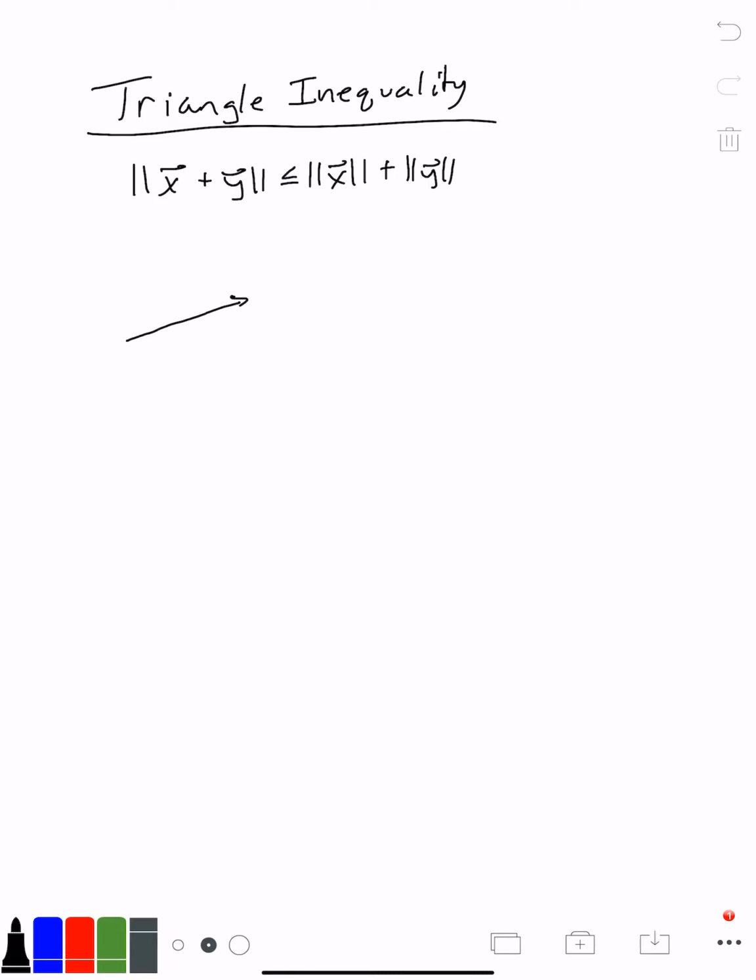And the picture for this is if you have a vector x and you have a vector y, and you go ahead and add them to get the vector x plus y, then you form a triangle. And you should know that on any triangle, one side is never bigger than the other two sides put together.